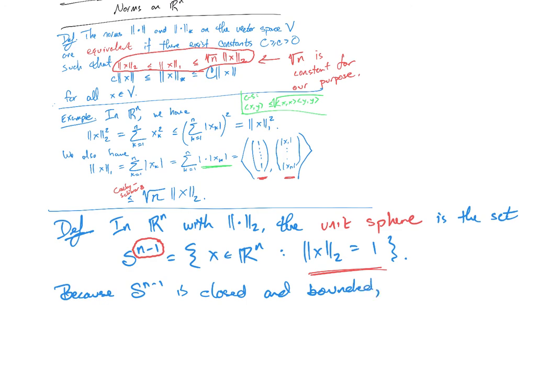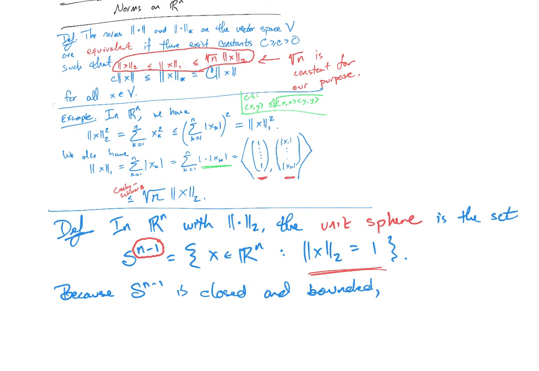Now, S^(n-1) is closed and bounded in the metric space Rn with the Euclidean distance. To see that it's closed, if you really want to check that, look at the complement. I think it's pretty clear that the complement is open. To see that it's bounded, well, its definition says it's bounded, basically, right?